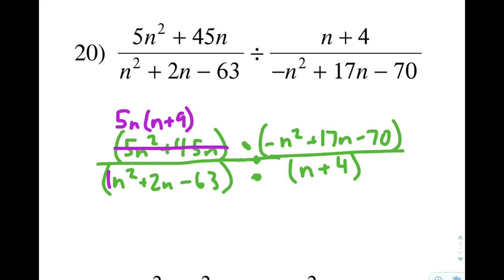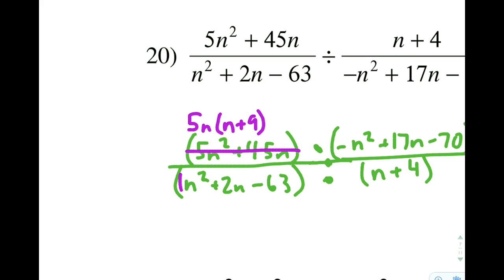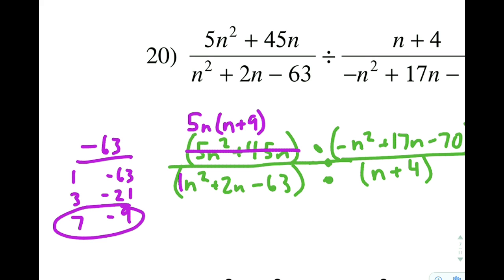Down here I have a 1 in front of my n squared, and this is a trinomial, so I can do my multiplication of two things that multiply to negative 63 and add to positive 2. So I have my negative 63. Ways to get that: I have 1 and negative 63, 2 doesn't work, 3 and negative 21, 4 doesn't work, 5 doesn't work, 6 doesn't work, 7, and 9 would be negative 63. And in fact, I'm trying to add up to 2, so that's going to work. I just need to flip these signs, and I have a positive 9 and a negative 7. So n minus 7, I go straight to my factors, n plus 9.